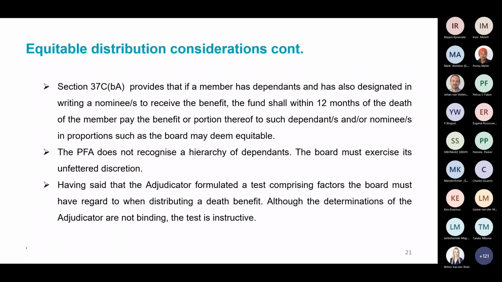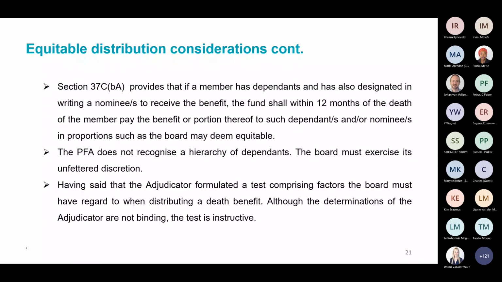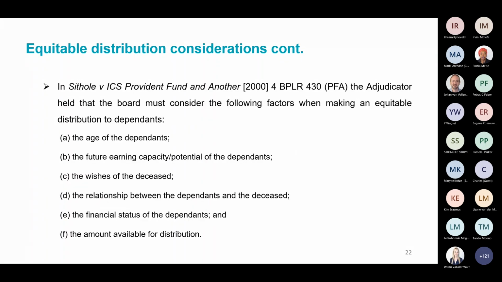Having said that, the adjudicator has formulated a test comprising factors the board must have regard to when distributing a death benefit. So although the determinations of the adjudicator, as we know, are not binding, the test is instructive in this regard. As many of you know, the test was formulated in the case of Sitole, where the adjudicator held that the board must consider the following factors when making an equitable distribution to the dependents.